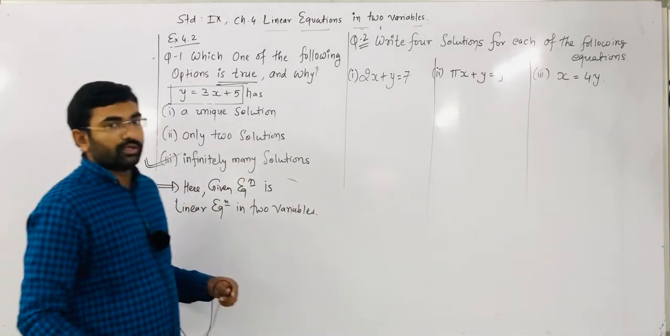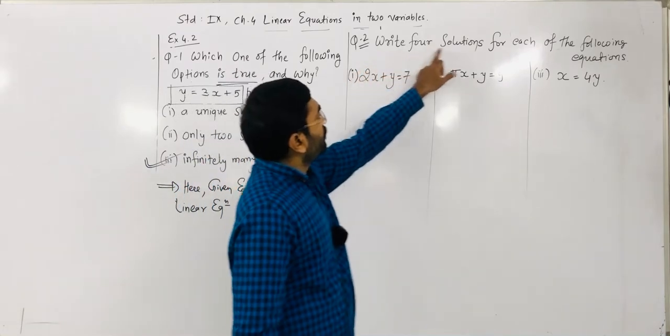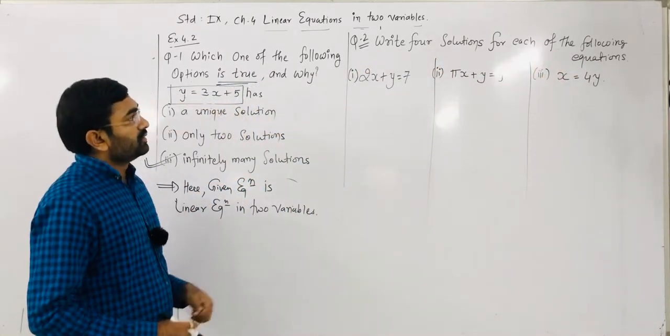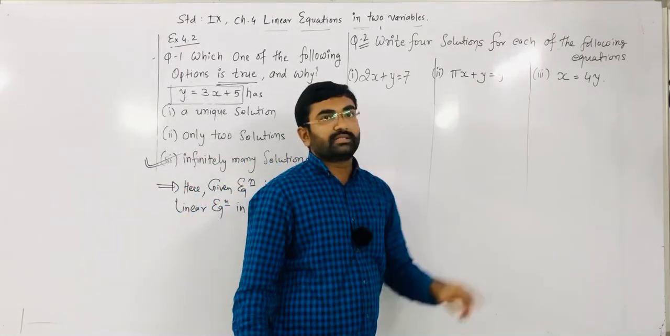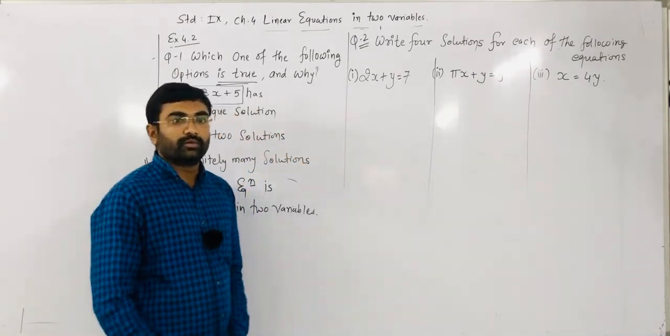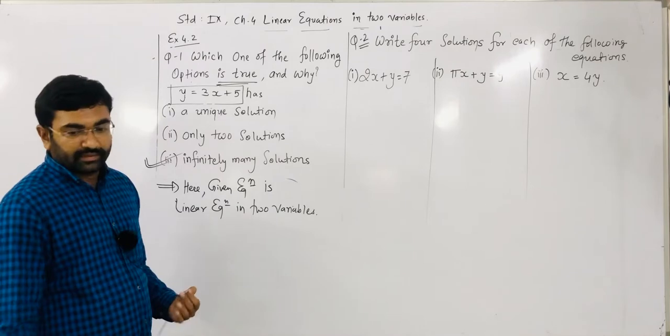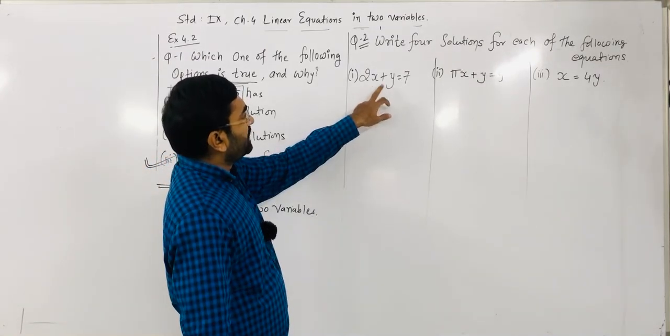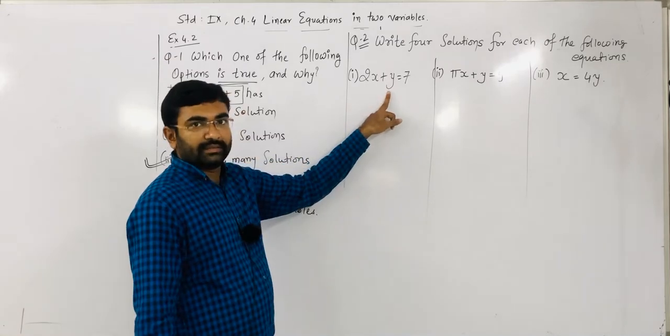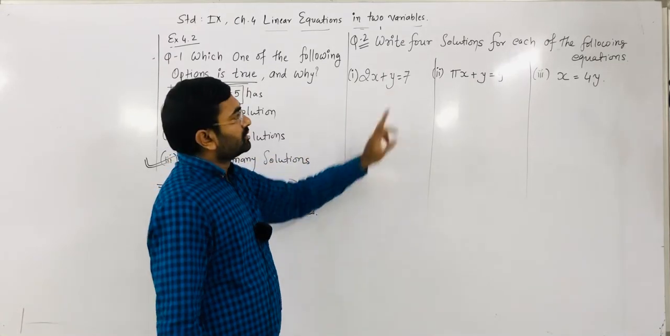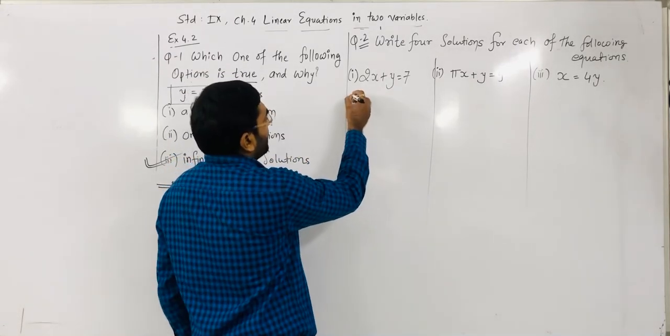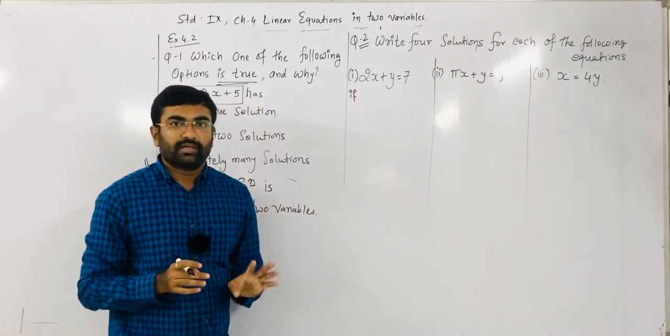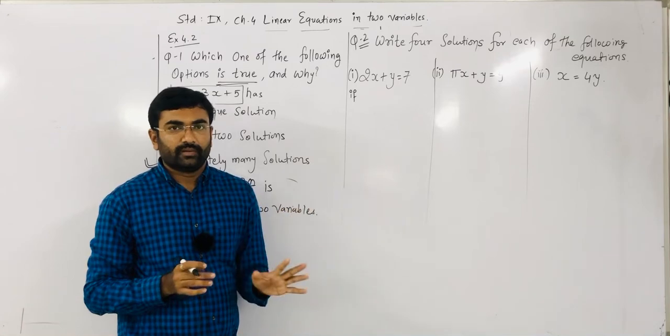Okay, now question number 2. Write 4 solutions for each of the following equations, right? Here 3 equations are given. They say we have to write 4 solutions. So how can we write? See what you have to do. Take different x values, and find what y value we get. Okay. So suppose in the first question, I take an x value, you can take any integer value, right? Positive, 0, or negative. Okay.